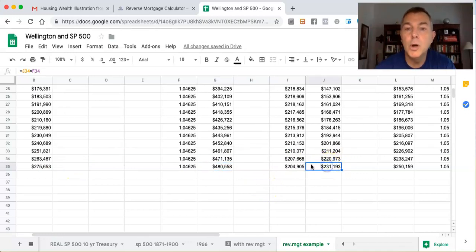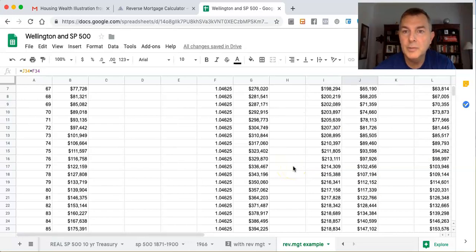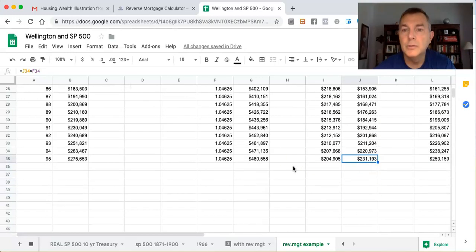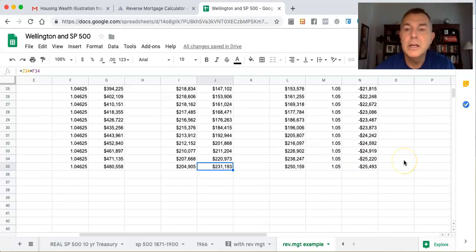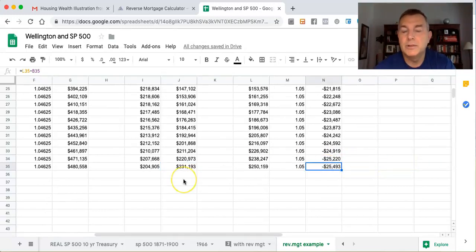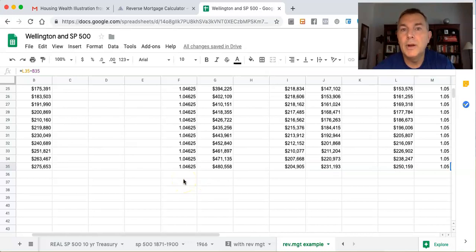I could have used $231,000 as my line of credit. Yeah, I could have tapped into $231,000. Either way, I'm down $25,000. That's not going to make or break me at all. That's only if I get 5%.